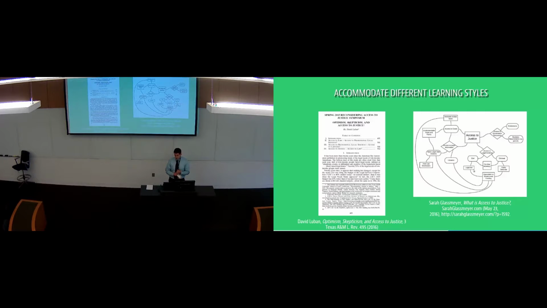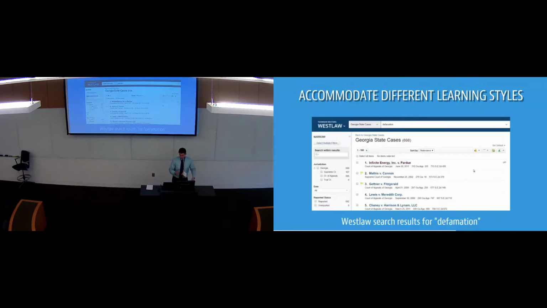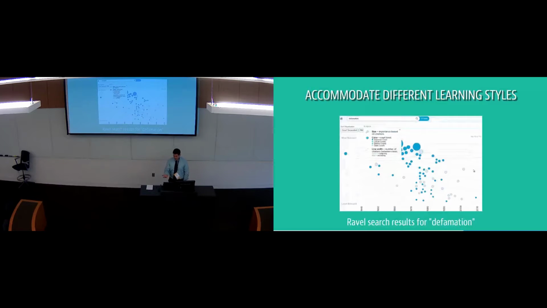It's similar to an outline in law school. In my outline, I wrote the elements of negligence out in a paragraph, whereas someone might do a flow chart with negligence and the different elements extending out from it. These platforms will accommodate different learning styles as well. Here are our results for defamation on Westlaw, a traditional list, and here's what they look like on Ravel. There's a lot of overlap between the results, but some learners might get more out of this second slide than out of the traditional list.